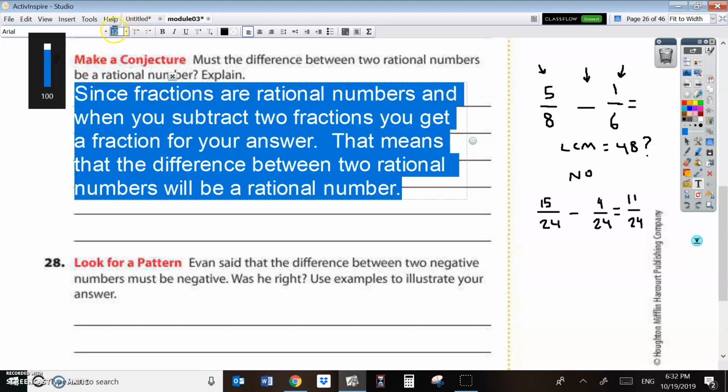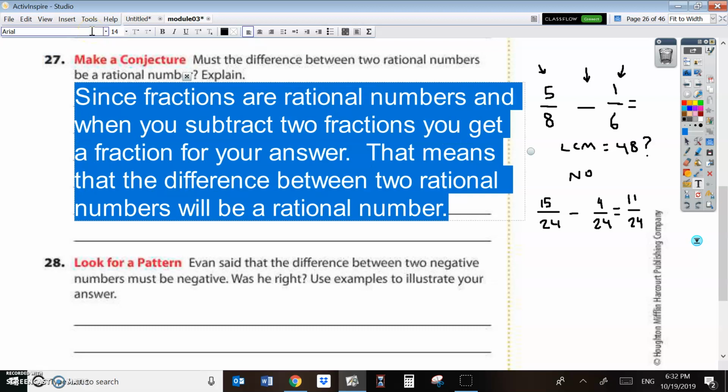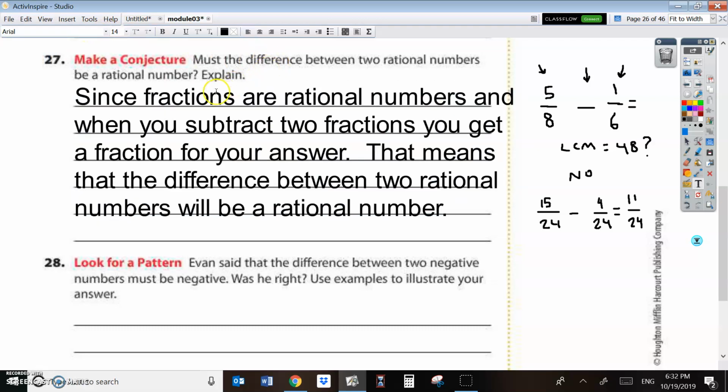If I make this size 14, will it fit in those lines better? Yeah, a bit.